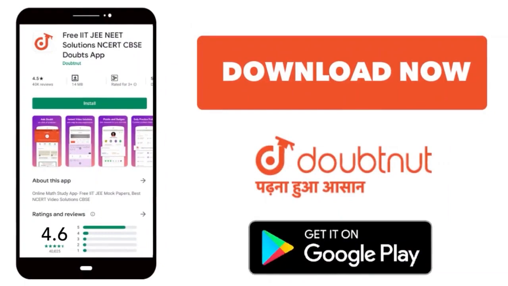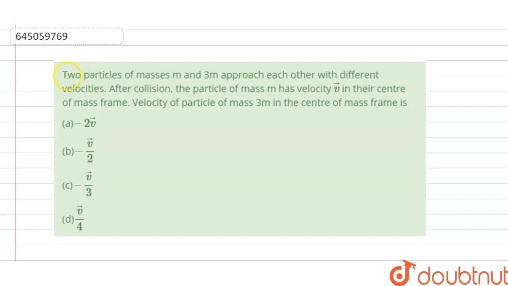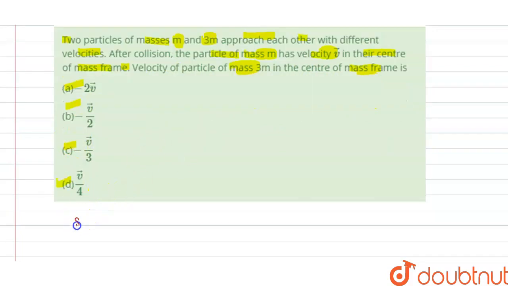Download Doubtnut app today. Hello students, today our question is: two particles of masses m and 3m approach each other with different velocities. After collision, the particle of mass m has velocity v vector in their center of mass frame. The velocity of the particle of mass 3m in the center of mass frame is A, B, C, D; options are given here. So we have to find which option is correct here.